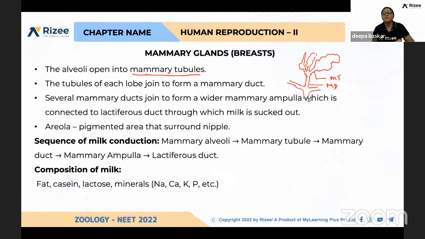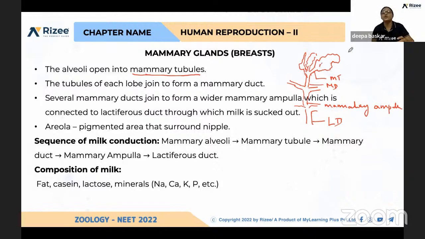They together form the ampullary duct. So the mammary duct forms the ampulla, or mammillary ampulla, you can say, or else the ampullary duct. And again, many ampullary ducts fuse together to form the lactiferous duct. So you have to remember the pathway of milk flow. First the alveoli store milk. Whenever the contraction is happening, that is ejection.